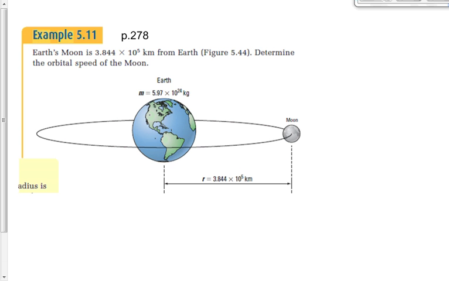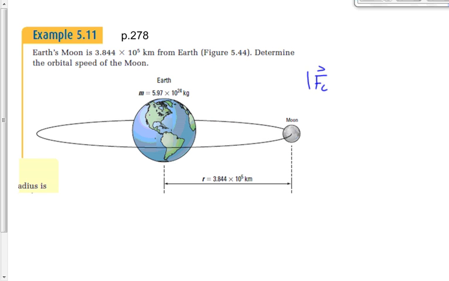Let's try an example here, 5.11 on page 278. It says Earth's moon is this far from the Earth. Now, they have a diagram drawn here, so that means it's this far from the center of the Earth. That's good, because that's the distance we want, center of the moon to center of the Earth. We want to find the orbital speed of the moon. The moon is a satellite of the Earth.